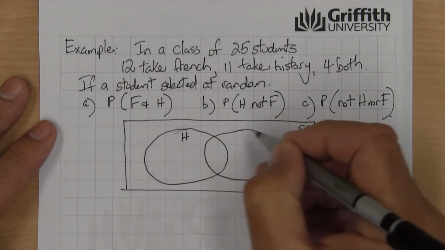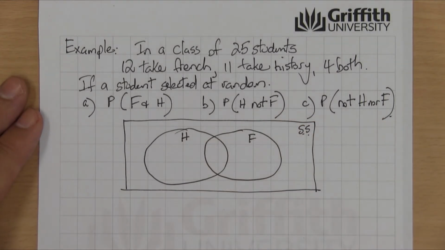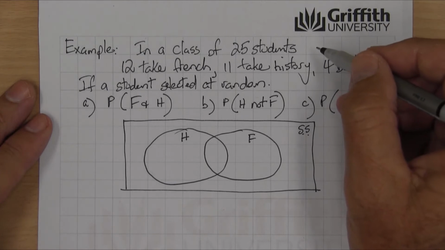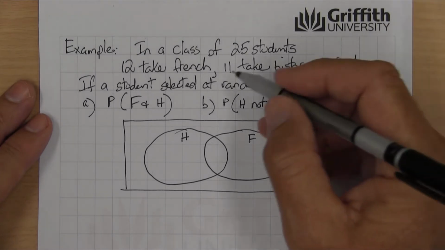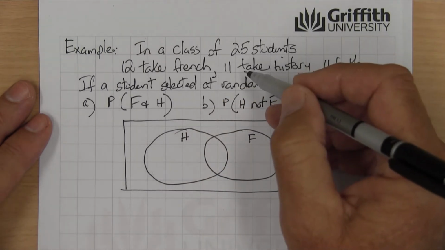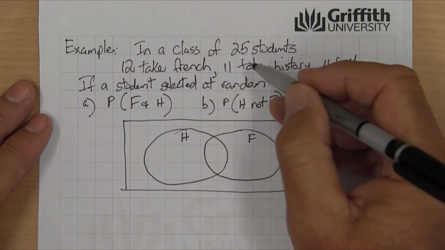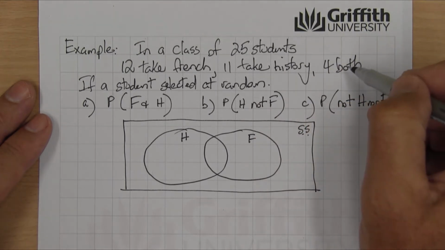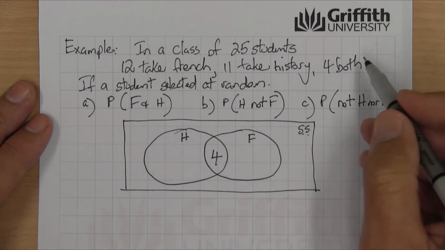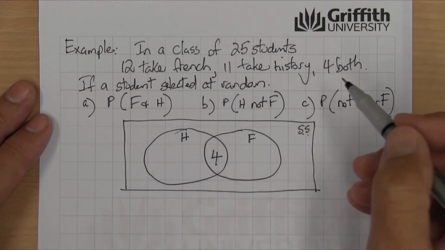So we'll put history and French. We don't know exactly how many, well, we do know how many take history. We know that 11 take history, and we know 4 take both. So we'll put 4 in here. That'll be a good starting point to put the numbers here.